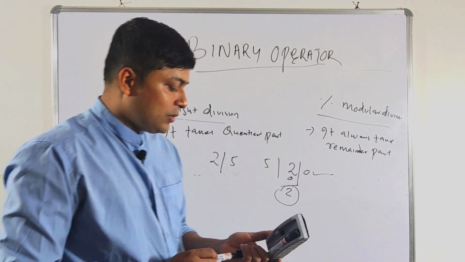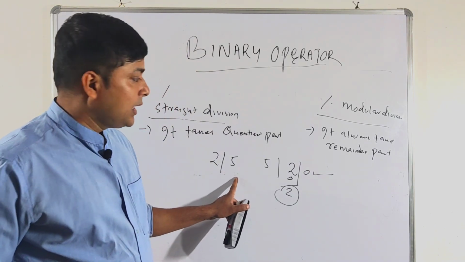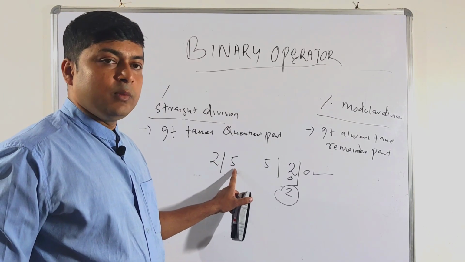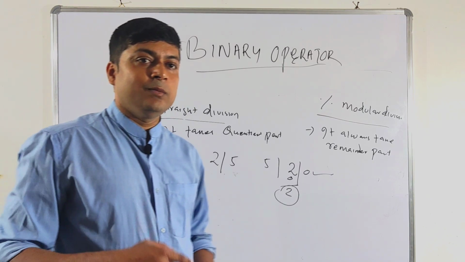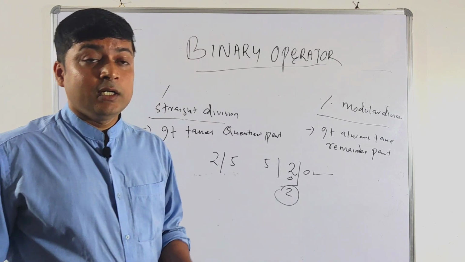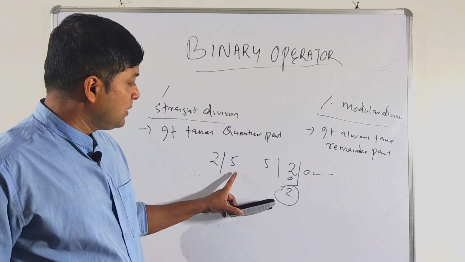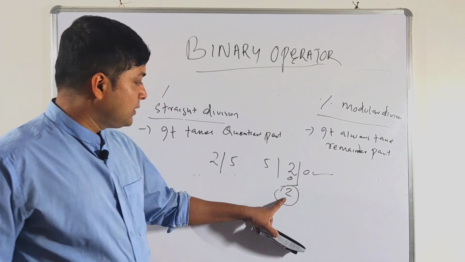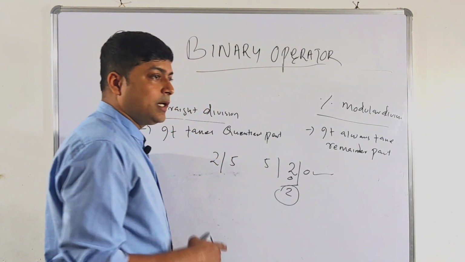So let's remember one simple logic. When you put a small number straight division big number, the answer is always 0. When you write a small number modular division big number, the answer is the small number. But if you take a big number straight division small number or big number modular division small number, it depends. So in straight division it will be 0 and in modular division it is 2. Now this is all about straight division and modular division.